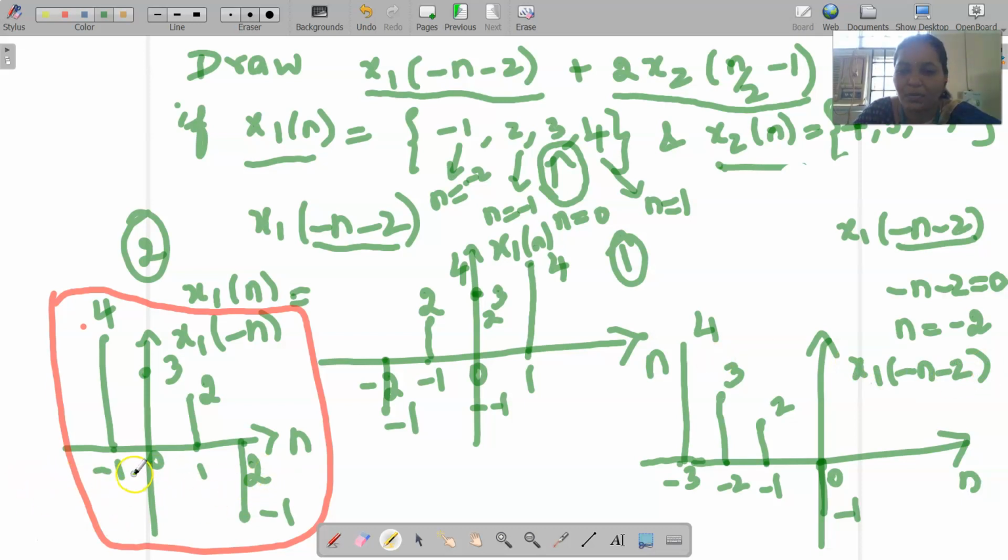Minus 1 will become minus 3, 0 will become minus 2, 1 will become minus 1, 2 will become 0. And whatever the amplitude here at minus 1, it will go to minus 3. So whatever you have from minus 1 to 2 has been left shifted to minus 3 to 0. So first signal is 4 and then 3 and then 2 and then minus 1. So this is your first signal.